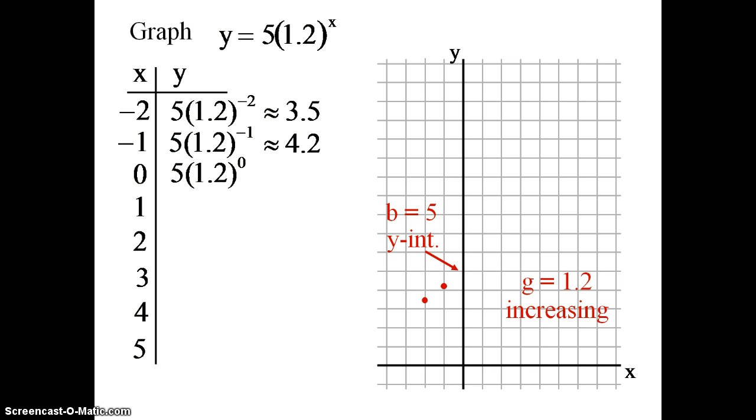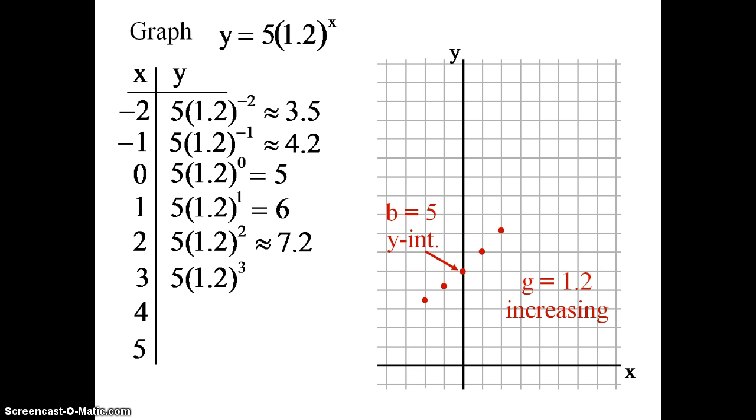If I input a 0, I get out a 5, which is my y-intercept. I knew that was going to happen. If I input a 1, I get out a 6, over 1 up 6. If I input a 2, I get out approximately 7.2. If I input a 3, I get out approximately 8.6. If I input a 4, I get out approximately 10.4.